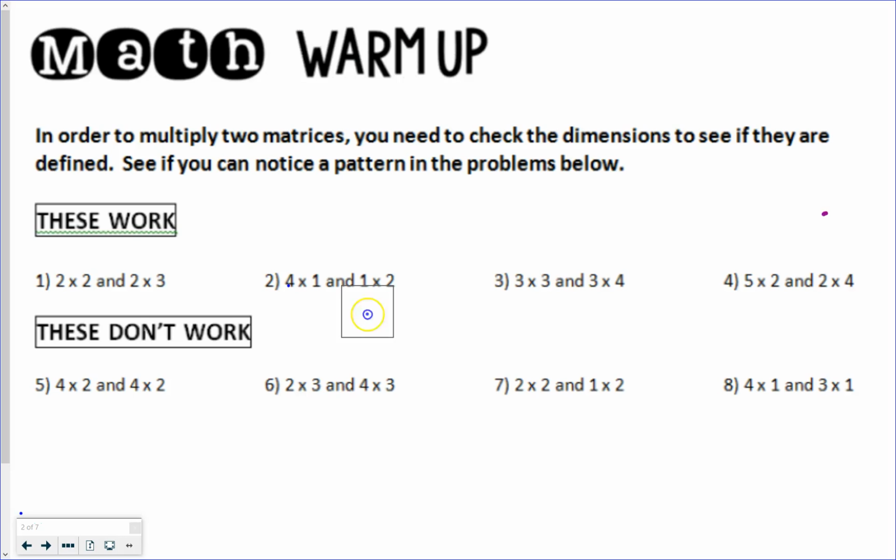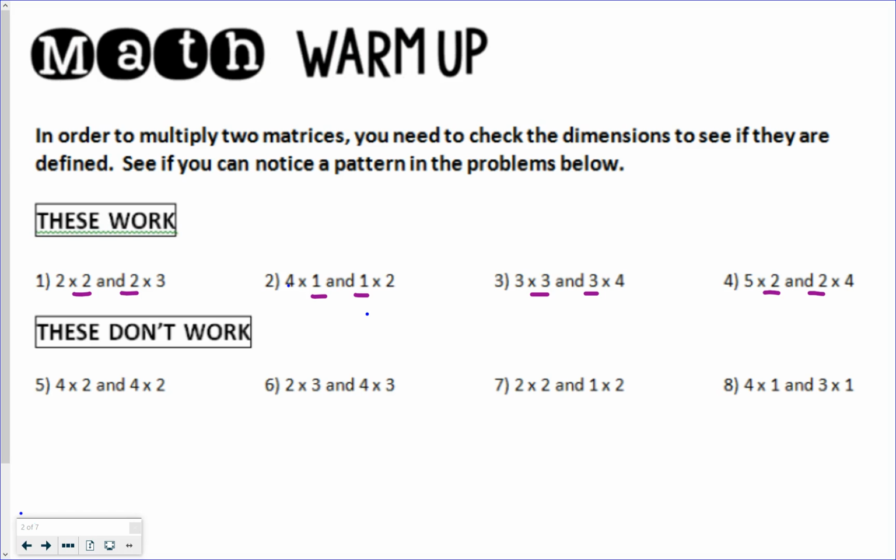Right, so I asked you to look for the pattern in the first 4 to see what pattern they all followed, okay? And then 5 through 8 did not follow that pattern. A lot of you noticed that the middle pieces up here always matched each other, okay? Some of you even used vocabulary. You said the column of the first matrix matched the rows of the second matrix. That is correct, okay? That is the pattern. That is what has to happen.